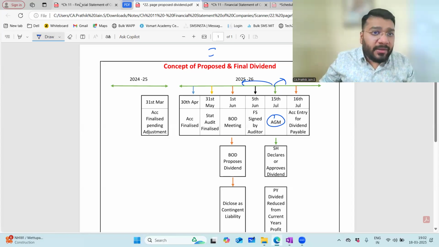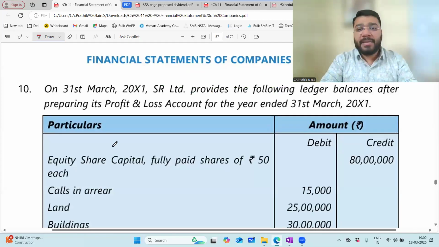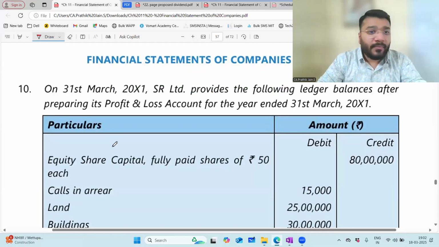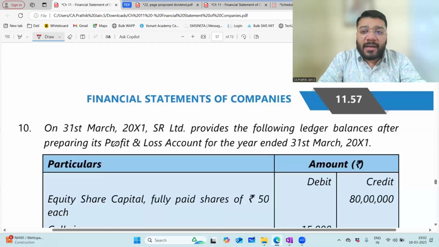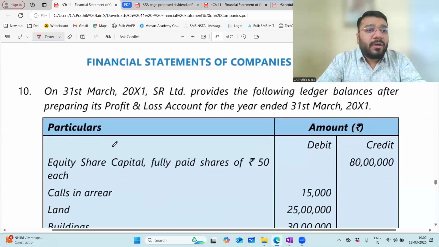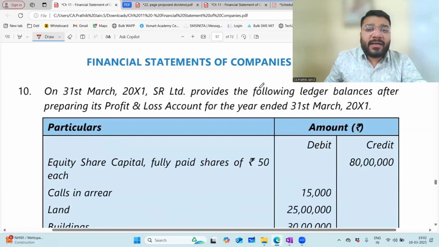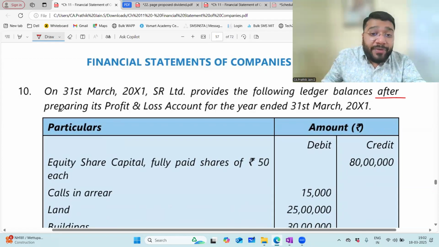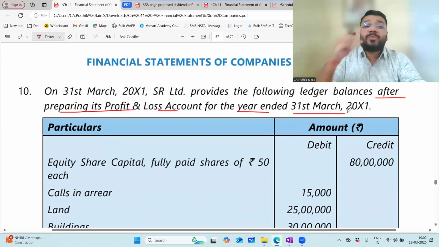Okay. Now coming back, let's do illustration number 10, people. Please take 10th question, which is on page number 11.57. On 31st March 2001, SR Limited provided the following ledger balances after preparing the profit and loss account for the end of 31st March 21.